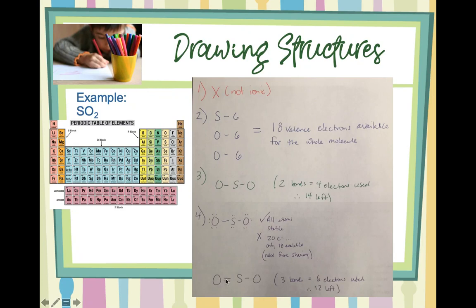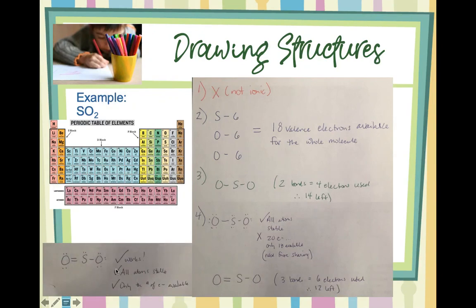This oxygen has 4 already, so it only needs 4 more: 1, 2, 3, 4, okay. The sulfur, look, already has 2, 4, 6, so it only needs 2 more. And then this oxygen would need 6 more, because this is only 2. So I use 1, 2, 3, 4, 5, 6, 7, 8, 9, 10, 11, 12. Yeah, so that works. Let's look at our structure.